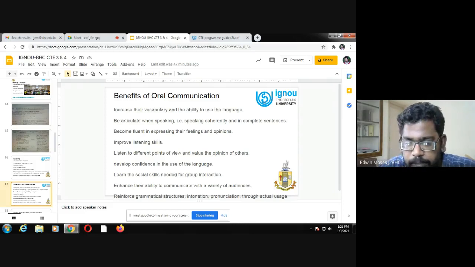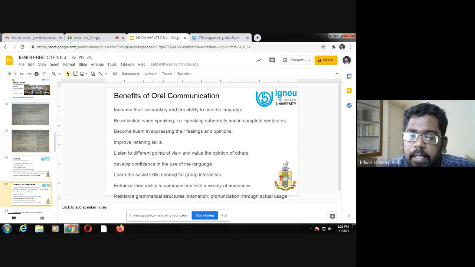Refer to the Daniel Jones dictionary. The Cambridge Daniel Jones dictionary is the best for pronunciation and phonetics. So I want you to make use of it. Through actual usage, you have to speak in context. Use words in context. Understand words in context.